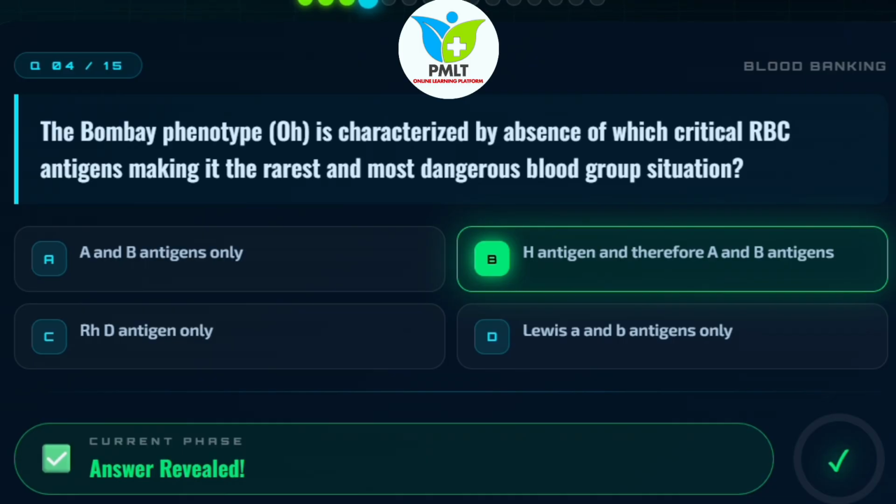Correct answer is B. H antigen and therefore A and B antigens. Bombay phenotype individuals are homozygous hh at the FUT1 gene and cannot produce H antigen. Since A and B antigens are built upon the H antigen backbone, all three are absent. Their serum contains potent anti-H, anti-A, and anti-B antibodies.